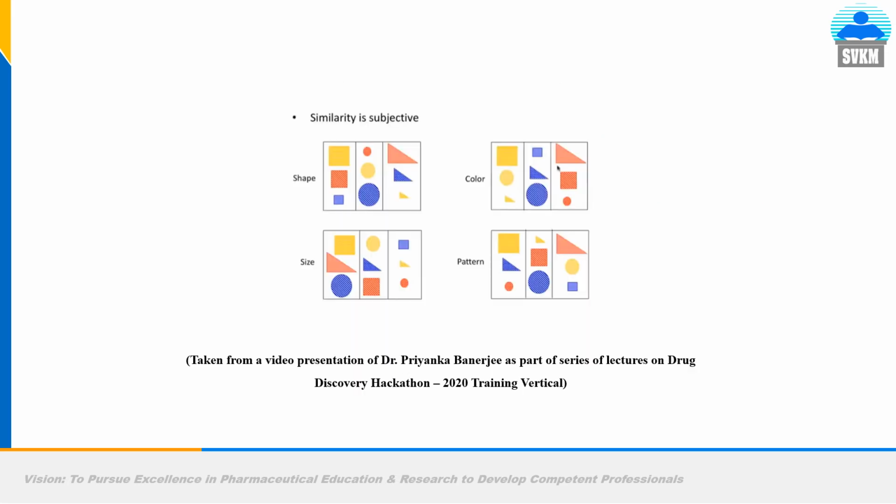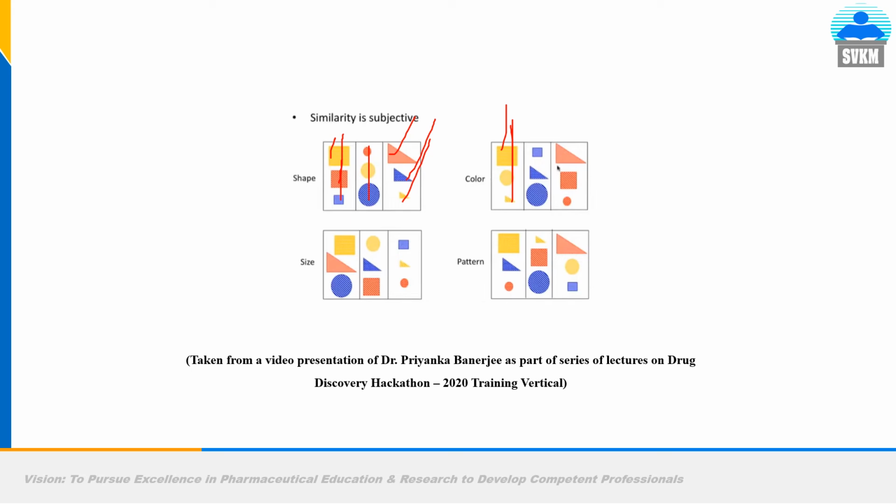Now, what is the meaning of similarity? It is subjective. For me, it can be different. For you, it can be different. So if you talk about only shape, you see all are square, so they are the same. All are circular, I mean circle. Shape is the same, but size is different, so they are the same. Triangular, the same. For another person, based on color, it can be similar.